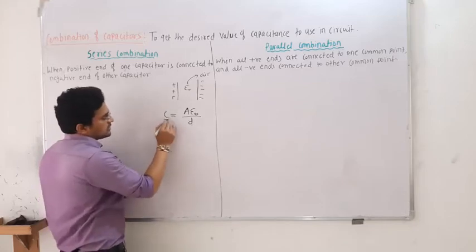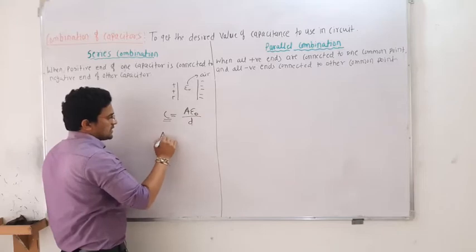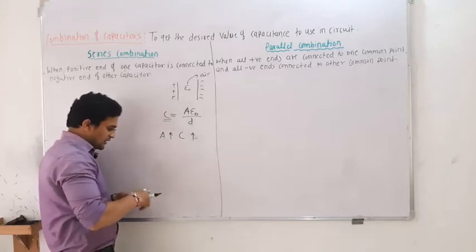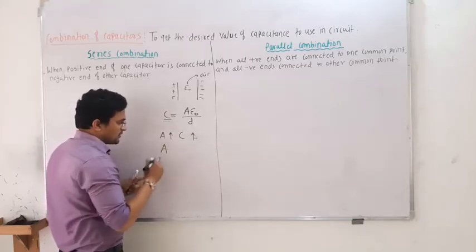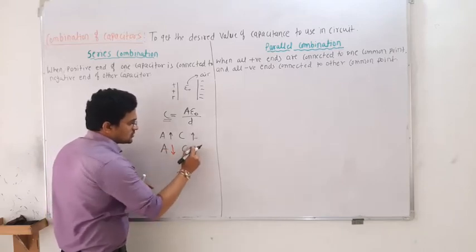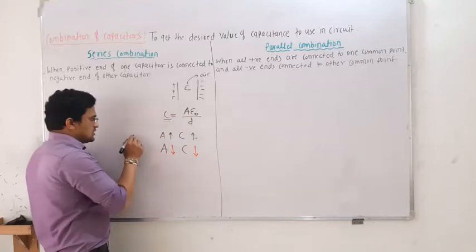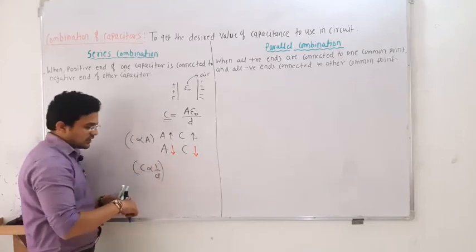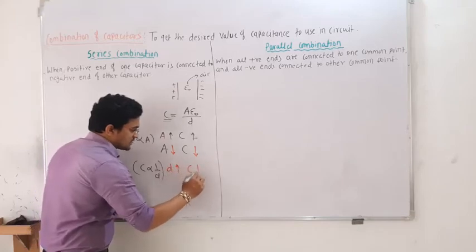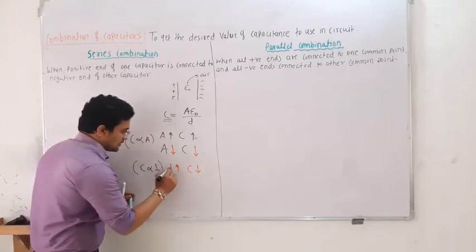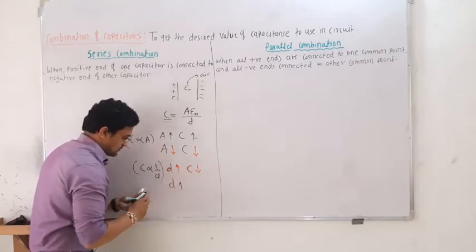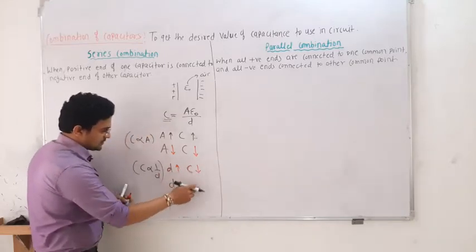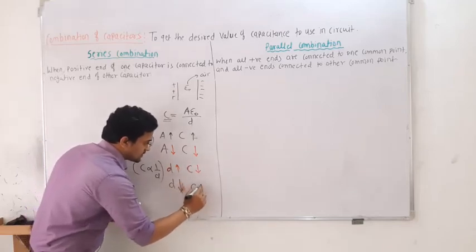Now suppose, on which factors does the capacitance depend? It depends on A, that means as area increases, capacitance also increases, and if the area decreases, capacitance also decreases, because C is directly proportional to A. But C is inversely proportional to d, that means if d increases, capacitance decreases, and if d decreases, capacitance also increases.